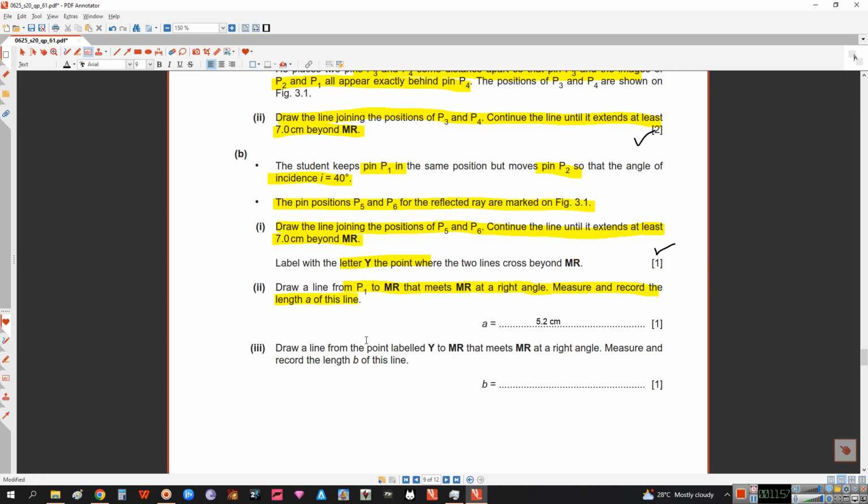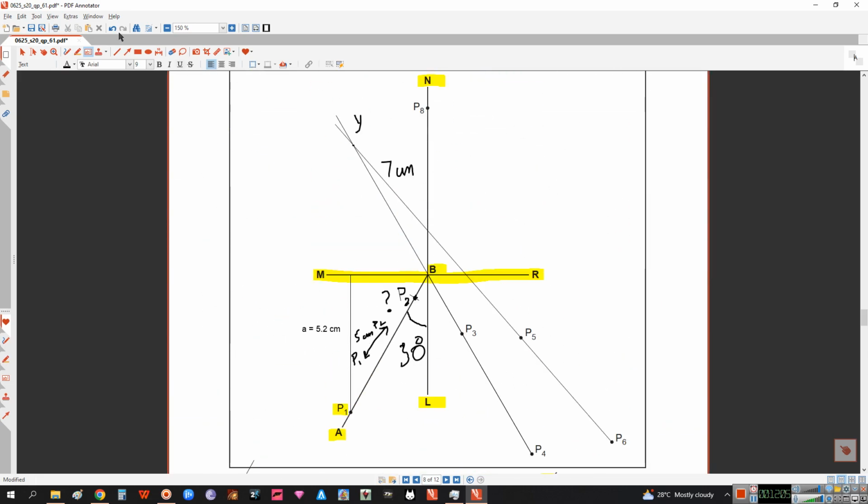Okay, now draw a line from point Y to MR that meets MR at right angle. So we're supposed to be doing the same thing with this intersection that we just attained, and we're just going to see how much length it has, right? So again, these are just measurement questions. So this is 4.9 centimeters for our case, which is, let's call it B, right? Okay, I will re-verify these two parts again, right?